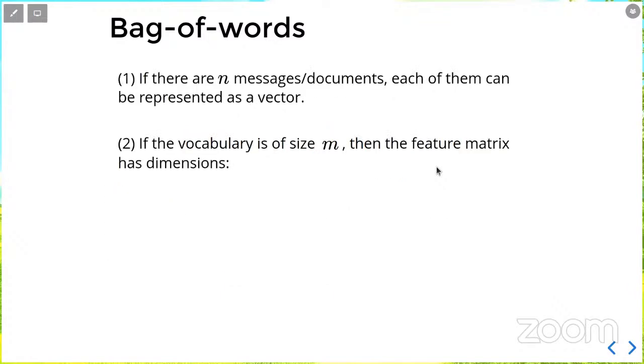Okay, so if you have n such messages or documents or mails, then you represent each as a vector of size m, and therefore you get this feature matrix n cross m. So this is where our techniques begin. Now you can apply any standard ML technique to classify this as spam or ham. And the approach here is to use Bayes rule.